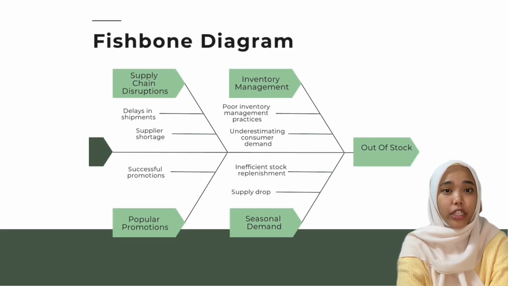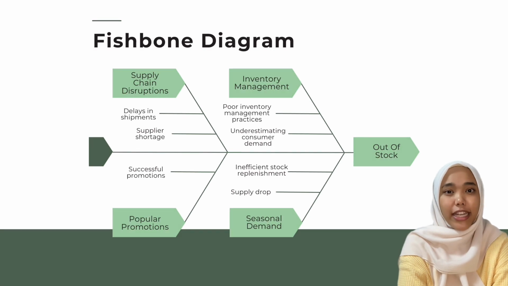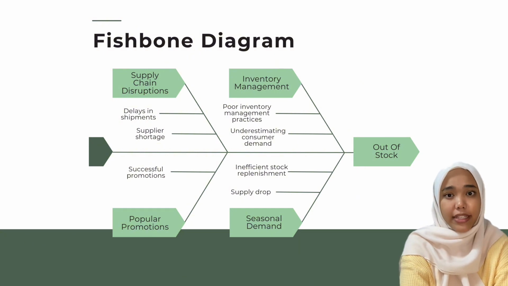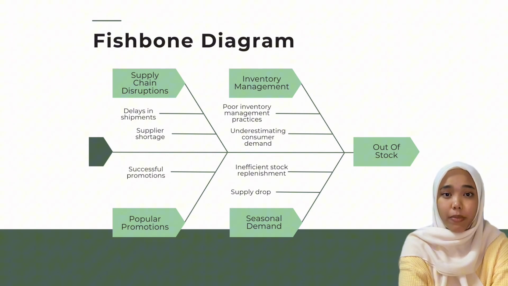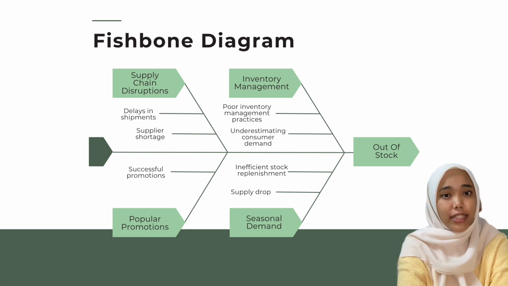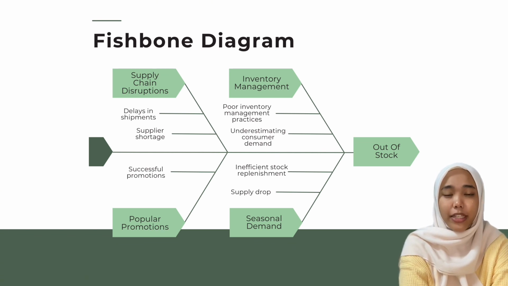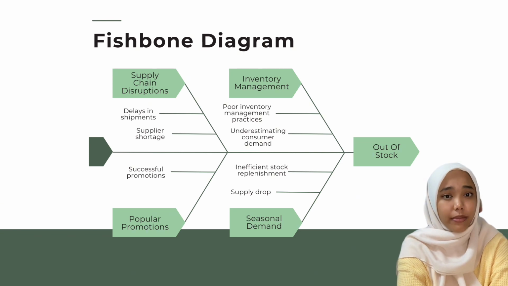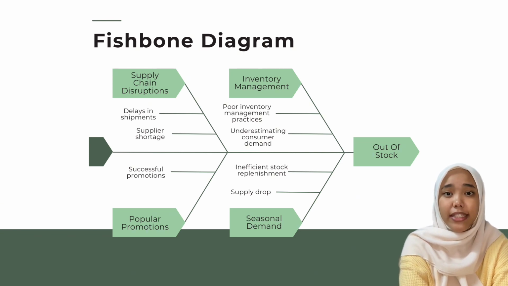The last fishbone is the out of stock cause and effect diagram. Inventory management is one of the causes. Poor inventory management practice and underestimating consumer demand also can lead the problem to the store. The next cause is supply chain disruption. It is not always the store's problem. It can be the supplier delays the shipment or supplier shortage.